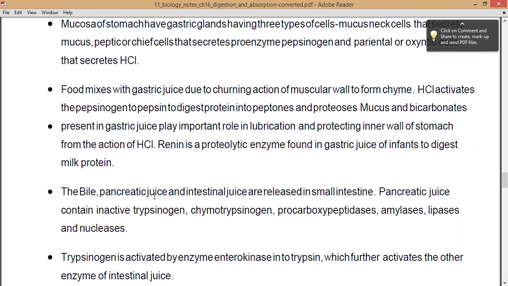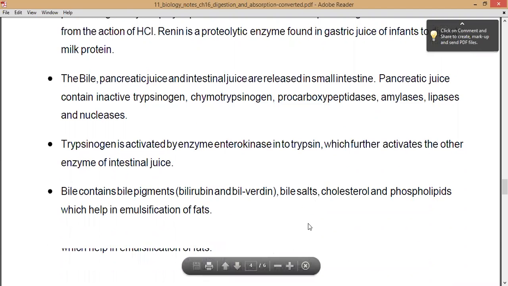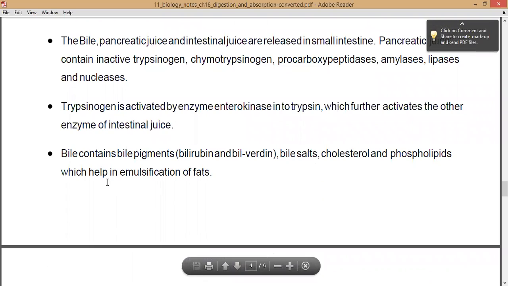So the pancreatic juice contains several inactive enzymes, that is trypsinogen, chymotrypsinogen, procarboxypeptidases, amylases, lipases, and nucleases. So these are all the enzymes present in the pancreatic juice. Now let's see what exactly the function of all these enzymes is, right?